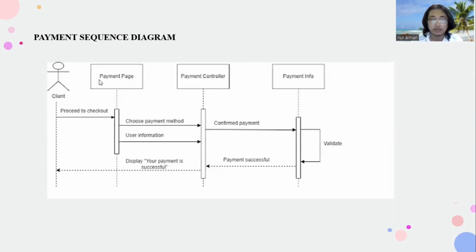The payment sequence diagram only has one sequence. The client will proceed to checkout, and they will choose a payment method and input user information. Then at the controller they will confirm payment, and the system will validate if the payment is successful. Then it will display that the payment is successful.